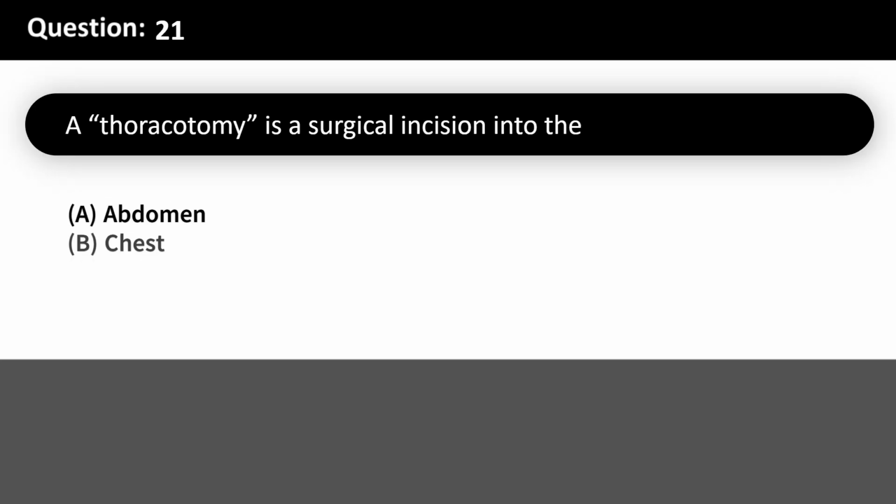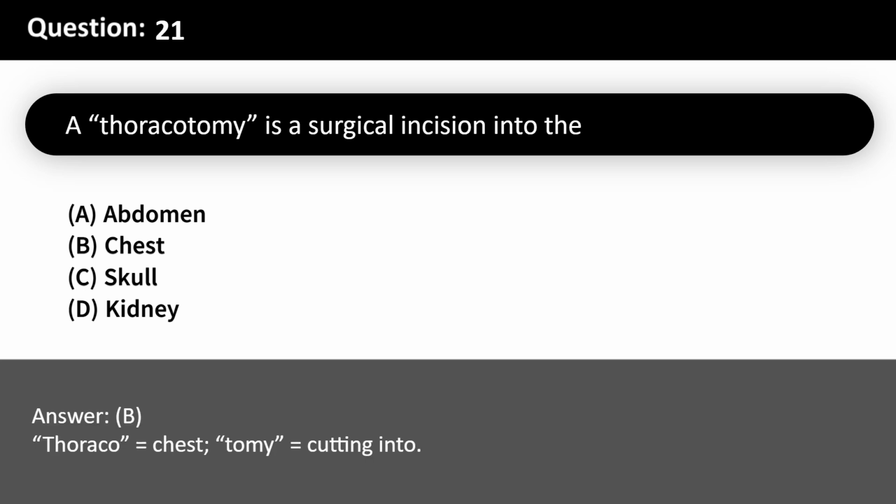A thoracotomy is a surgical incision into the: A. Abdomen. B. Chest. C. Skull. D. Kidney. Answer, B. Thoraco equals chest, tomy equals cutting into.